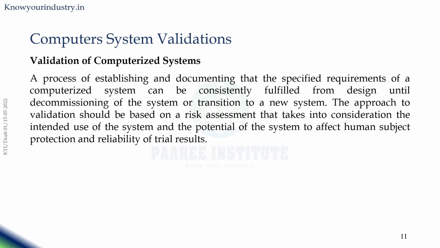So what is validation of a computerized system? It is a process of establishing and documenting that the specified requirements of a computerized system can be consistently fulfilled from design until decommissioning of the system or transition to a new system. The approach to validation should be based on a risk assessment that takes into consideration the intended use of the system and the potential of the system to affect human subject protection and reliability of the trial results.